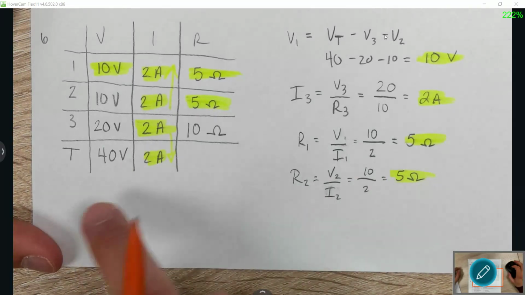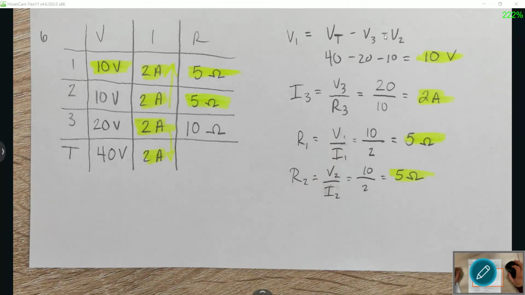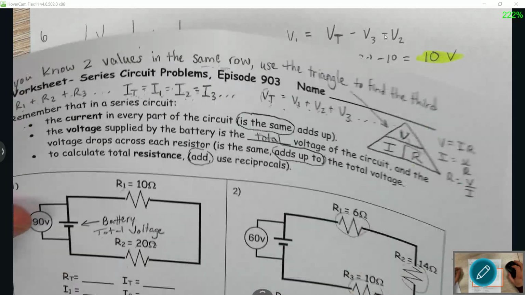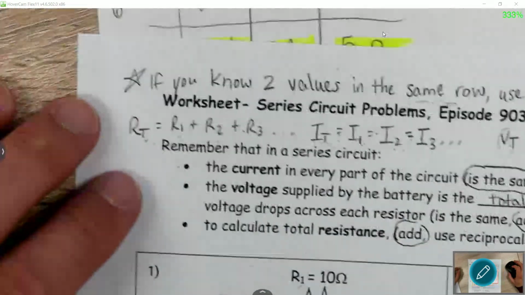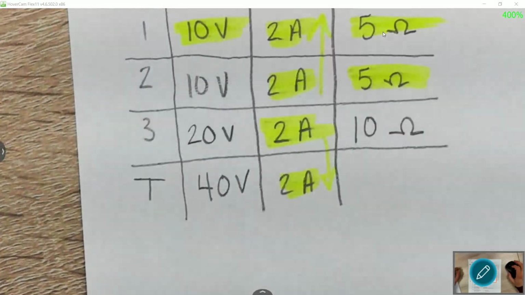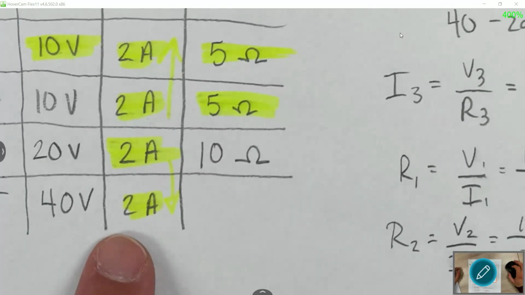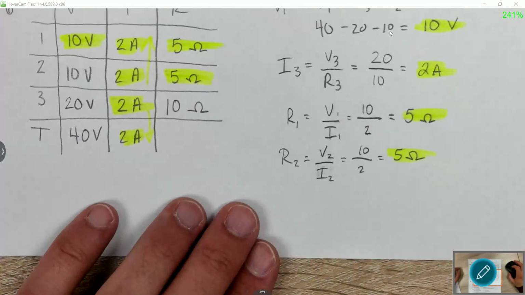I have 2 in the same row, so I can continue to do this, or I can also use one of the rules. Which rule could I use? The resistance rule, which would state that the total resistance is equal to all your resistors added together. So I could literally just do 5 plus 5 plus 10, get the answer, and put it down. Or, all right, RT is VT divided by IT. You'll get the same answer. I'm going to show it both ways really quickly.